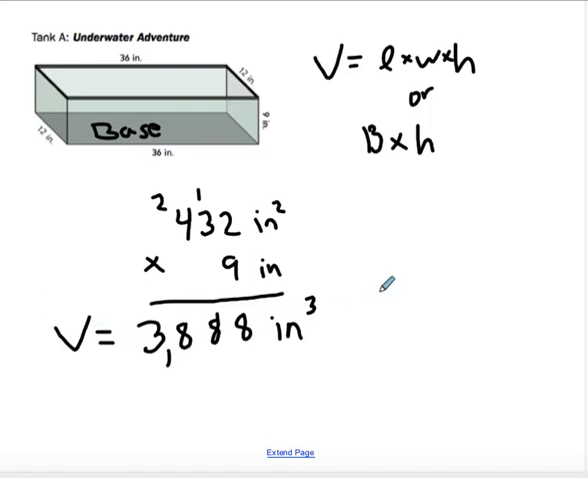Okay, so what this refers to, obviously volume is a measure of how much stuff can go inside. So this would be the amount of space inside of that tank. And so for example, maybe a fish takes up 100 cubic inches of space. So if we took this number, this 3,888, and divided that by 100, we could figure out how many fish could live in our tank that way. And we'll do a little bit of that later on this week.